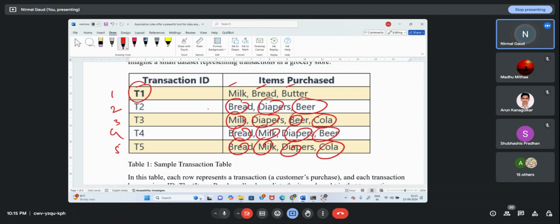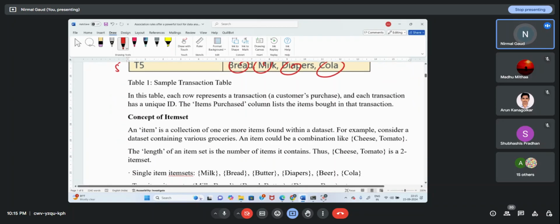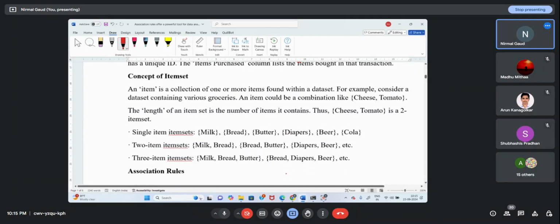Now the thing is, what we need to analyze is association. How these items purchased are related to each other. Okay, fine. So in this particular table, that is a transaction table for a customer purchase. We have to make a set of items, that is called an item set. That means a collection of one or more items. We can make the set of these items.